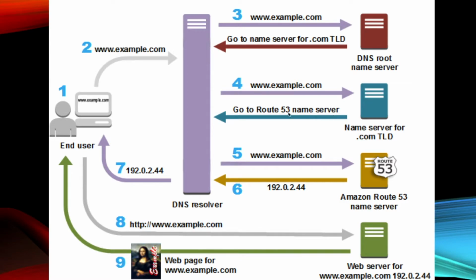Because whenever a registrar registered it, they told them, hey, if somebody is coming to you and asking for information about example.com, send it to me. They have that information. So what they will do, they will provide the information of the registrar, and in this case it is the Route 53 name server. So it will send this information to the DNS server, and the DNS server will again make a call to the registrar, saying, hey registrar, I need an IP address for example.com.